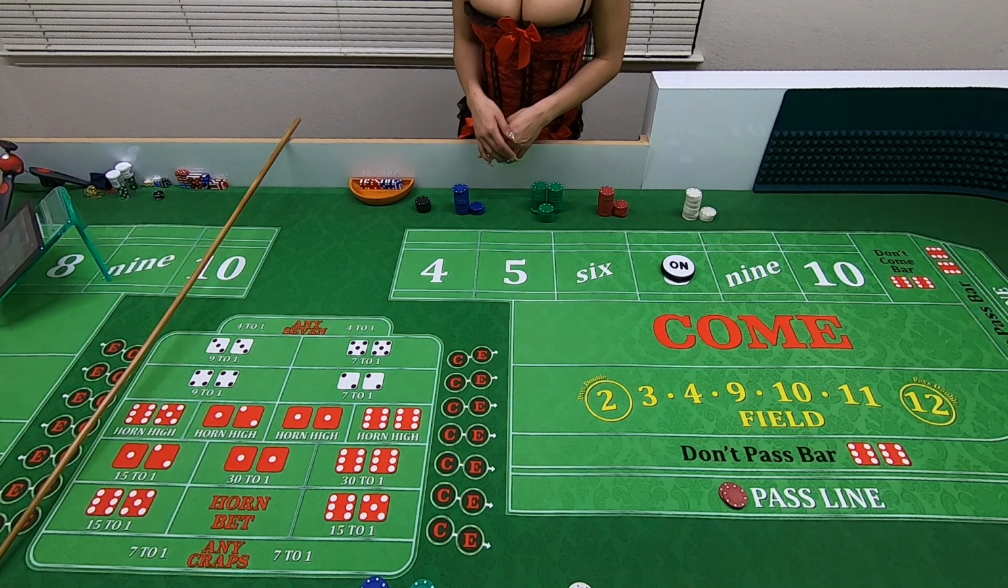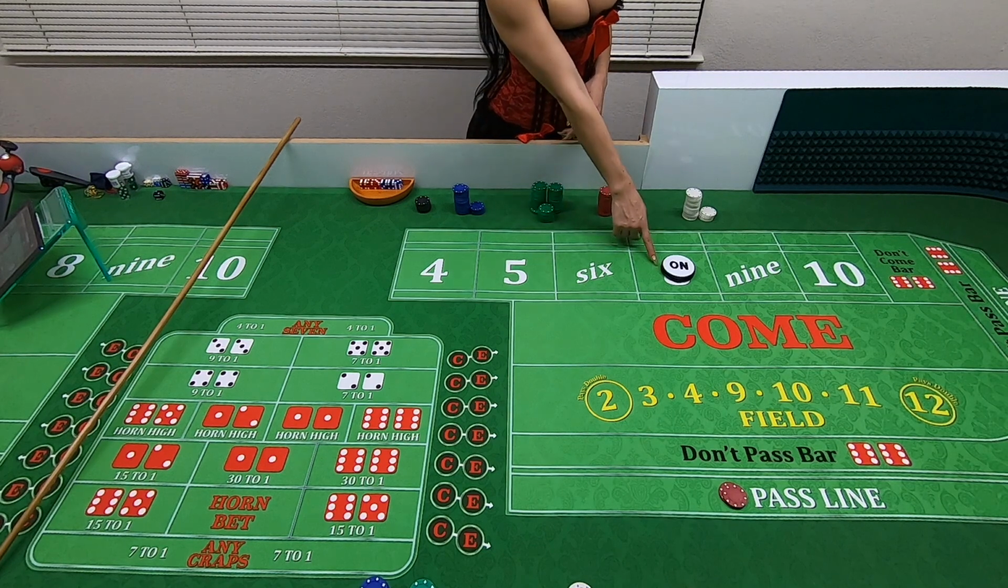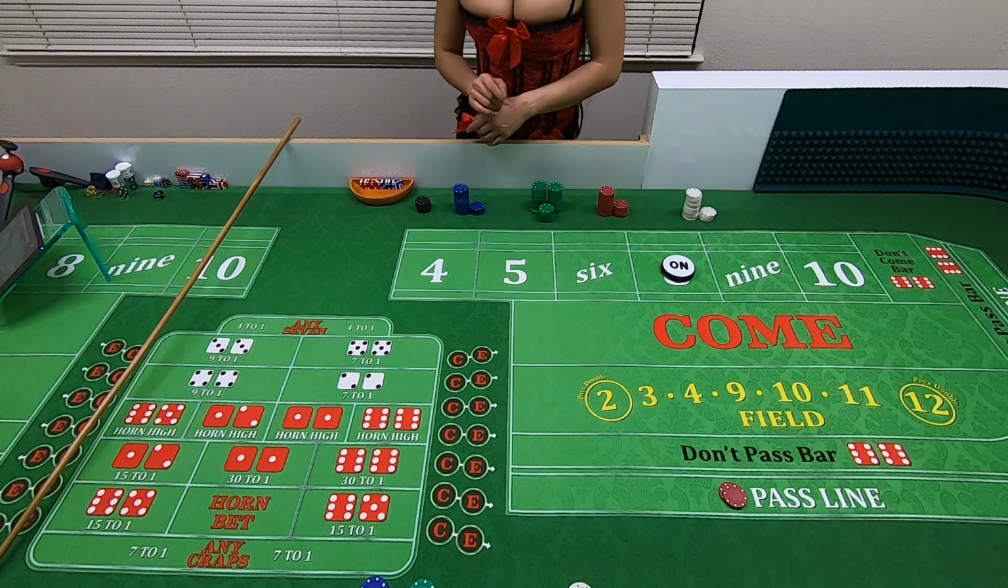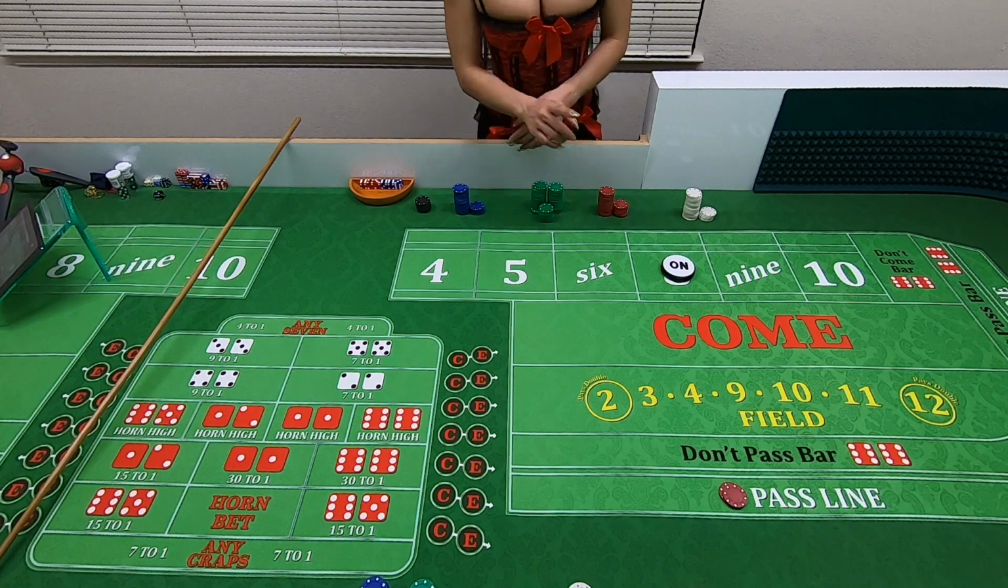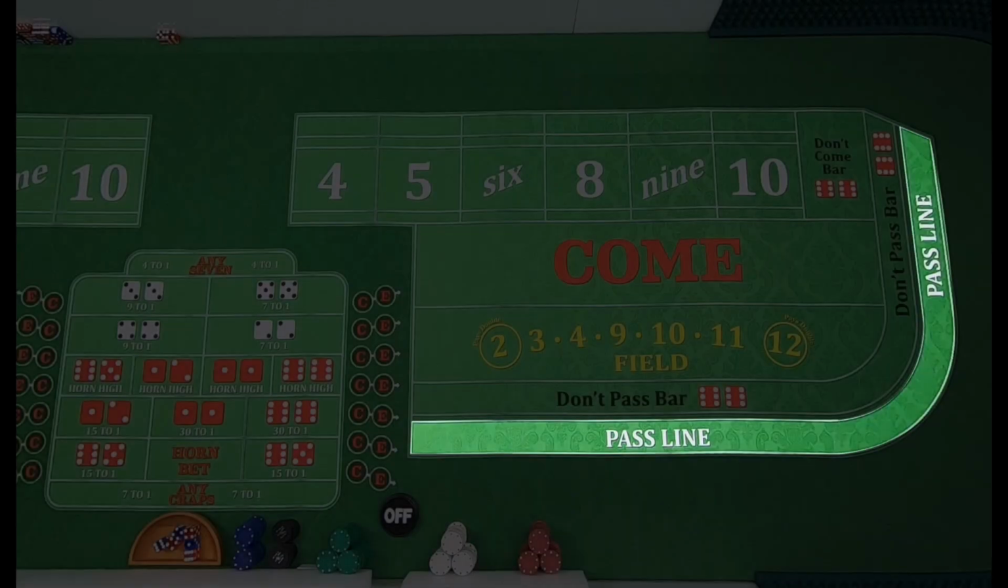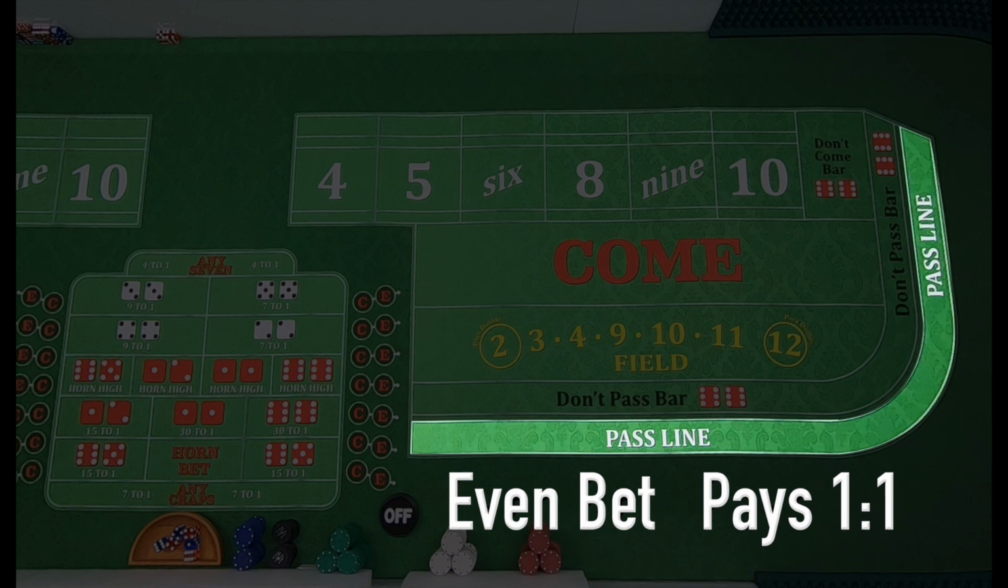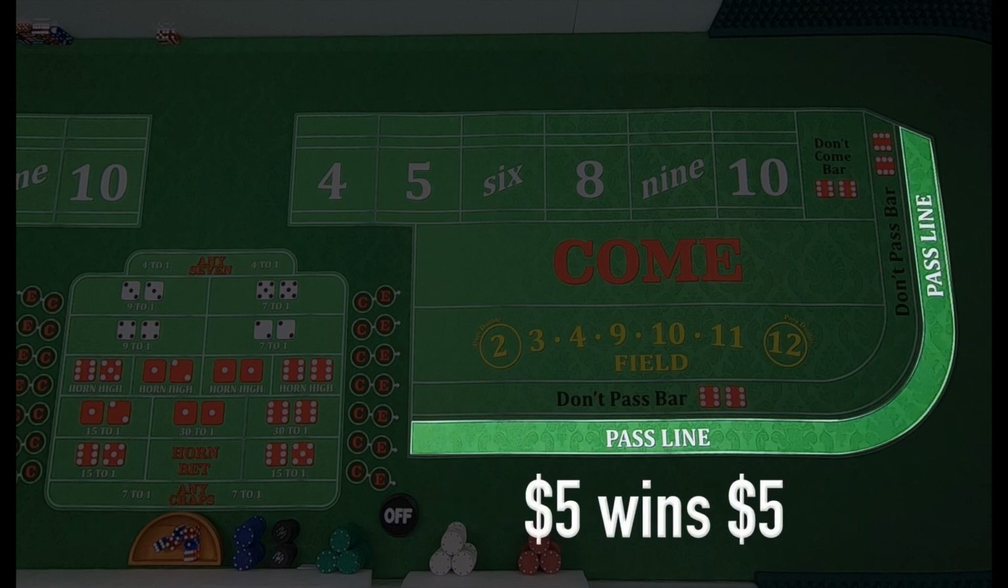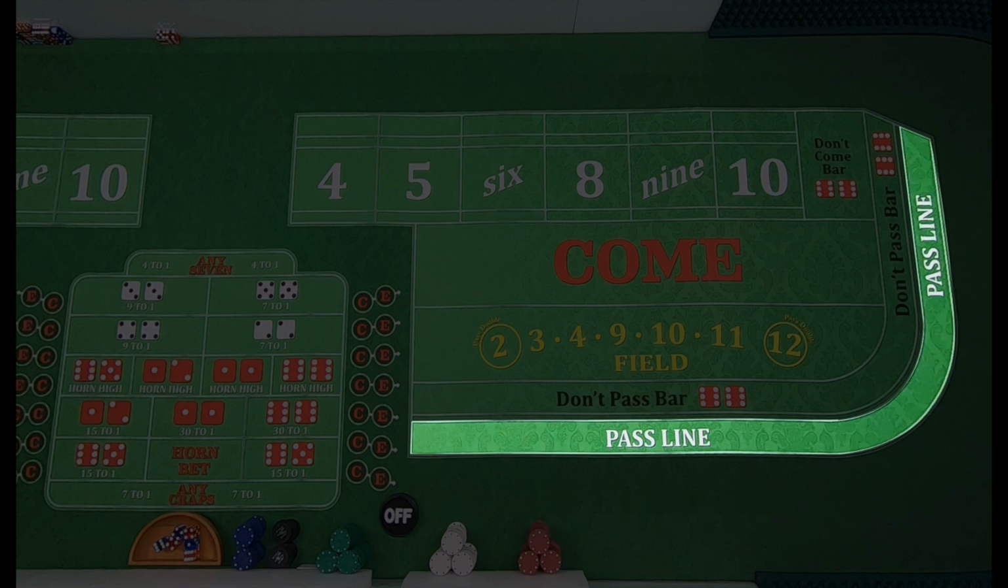Now that there is a number and the puck is on, the main objective for the shooter is to roll that same number again before they roll a 7. If they roll the point, which is the same number again, then your pass line bet wins. It's a 1-to-1 payout. So if you had a $5 bet, the dealer will place another $5 chip down next to your original bet, and that's your winnings. And you can take your winnings and bet down at that point.